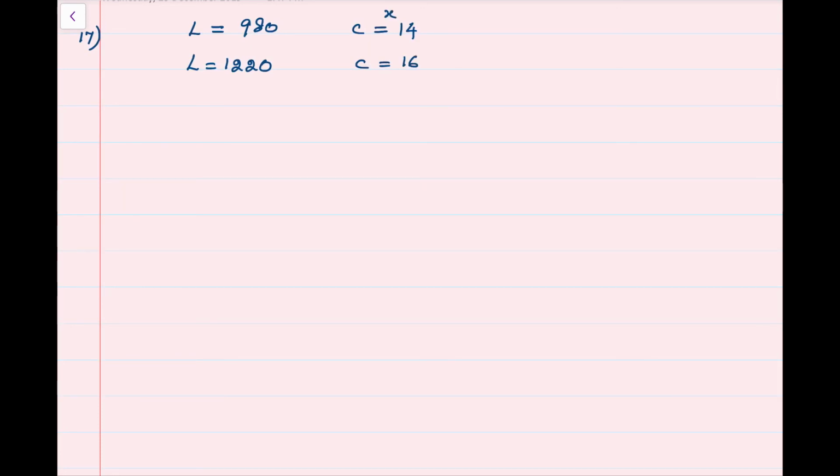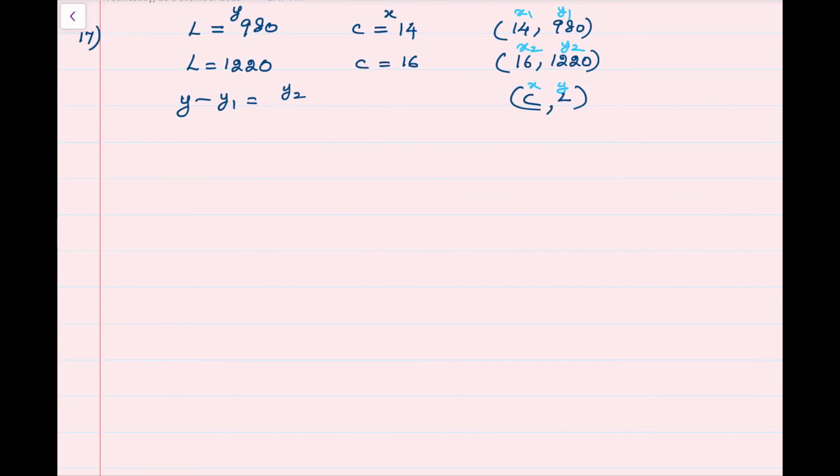We will take this C as X, L as Y. So the first point is 14, 980. The second point is 16, 1220. We will use 2-point form and we will take the arbitrary point as C, L. So this is x y, x1 y1, x2 y2. And 2-point form is y minus y1 is equal to y2 minus y1 divided by x2 minus x1 times x minus x1.